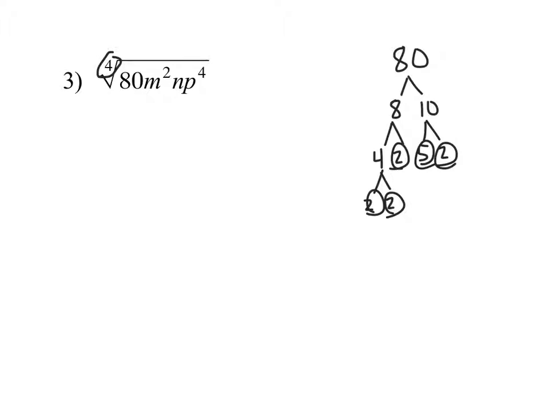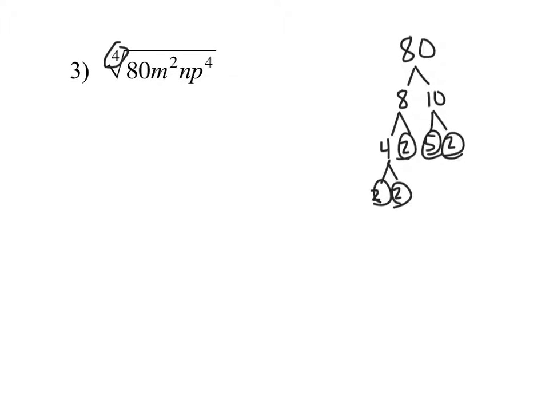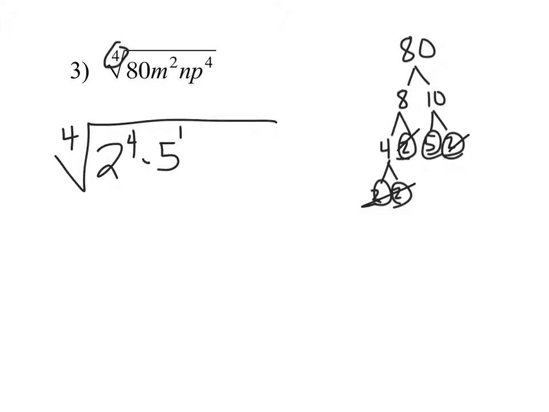Now, as you look at the numbers over here, we've got 1, 2, 3, and 4 twos, and then 1, 5. So again, I want fourth roots, so I want fourth powers here. So I've got a 2 to the fourth power, that takes care of all my 2's, 5 to the first power. Then m to the second, I'll never be able to make that a 4, so we're just going to leave that guy. Then n to the first, and then p to the fourth.